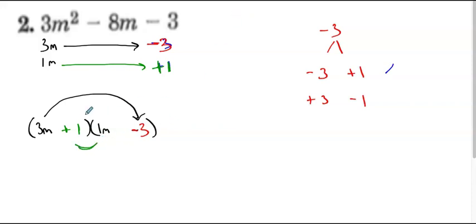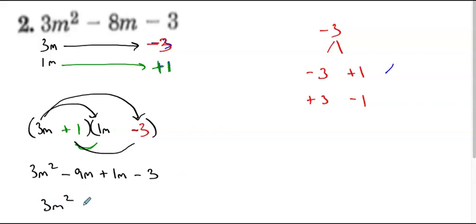So, does this work? 3m times 1m is 3m squared. 3m times negative 3 is negative 9m. 1m times 1 is positive 1m. Positive 1 times negative 3 is negative 3. Combine like terms, and you get negative 8m minus 3, which works.